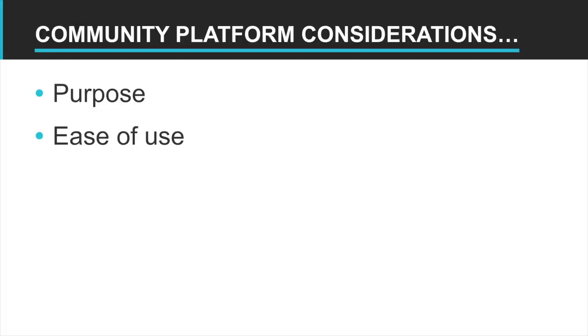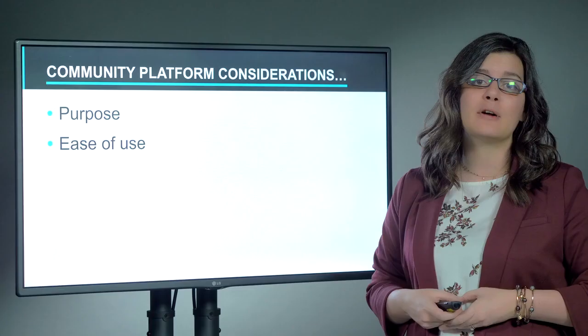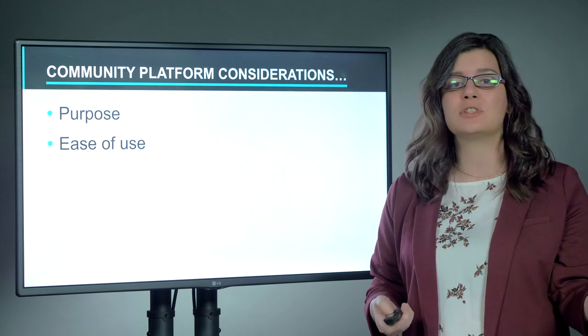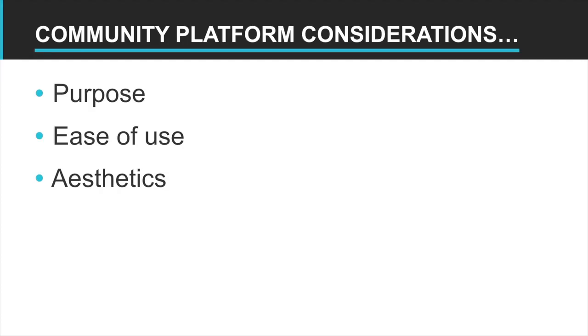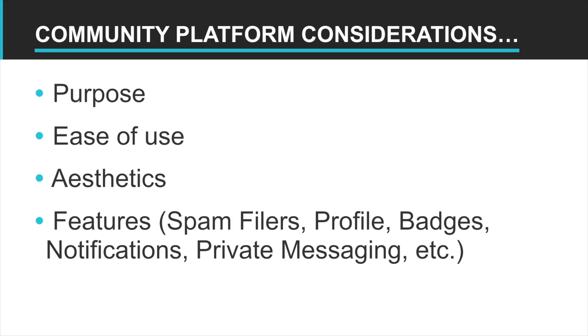Ease of use is really important for community platforms because you don't want it to be so difficult to use that it's a barrier for communication. Aesthetics also play a really important role. People want to use platforms that actually look nice. Then you need to think about features. Things like spam filters, if your members should be able to make their own profiles, gamification features like badges.